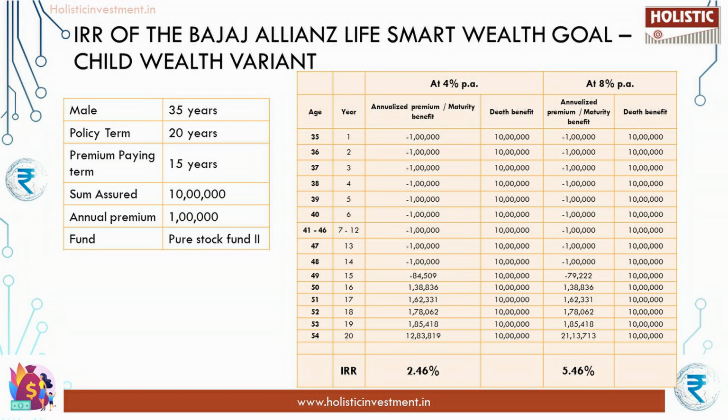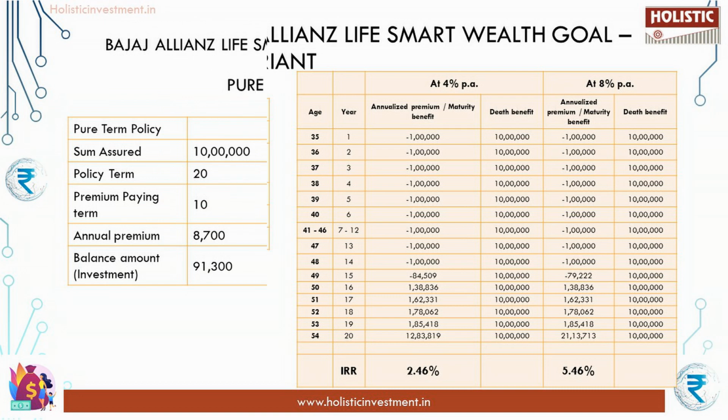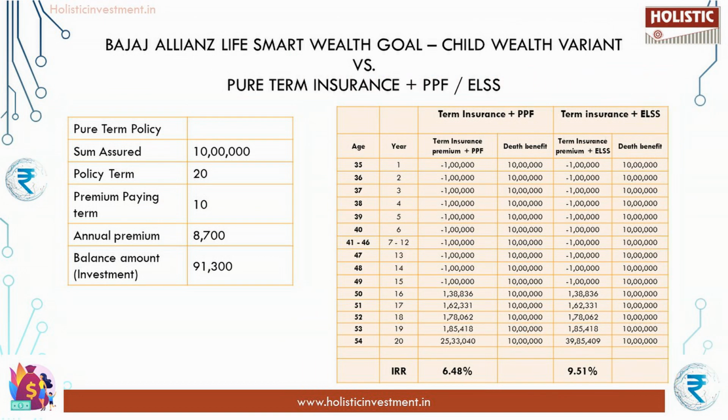Though the plan invests the premium in the market, the returns we get are less than a debt instrument return. As an investor, this return on investment is not beneficial in the long run as it will not be sufficient to beat inflation in the long term. Now let us compare Bajaj Allianz Life Smart Wealth Goal Child Wealth variant with other investment vehicles to see if they can produce a better return.